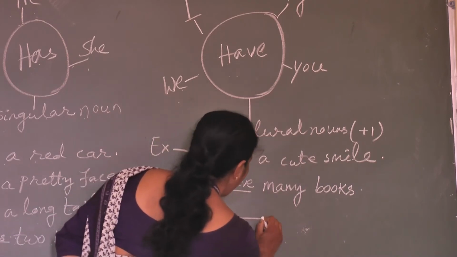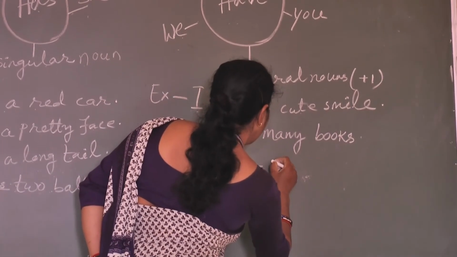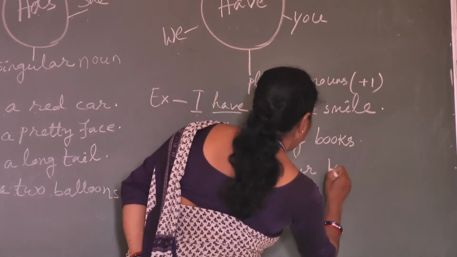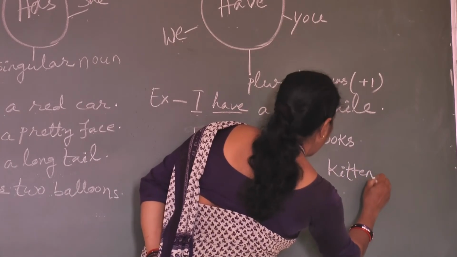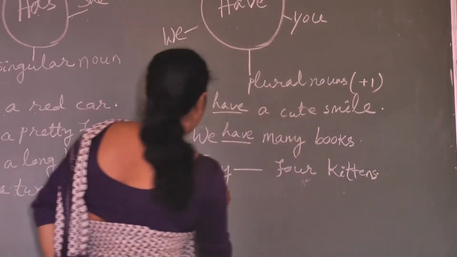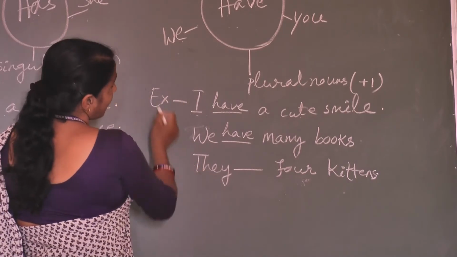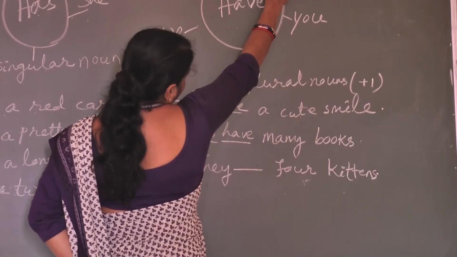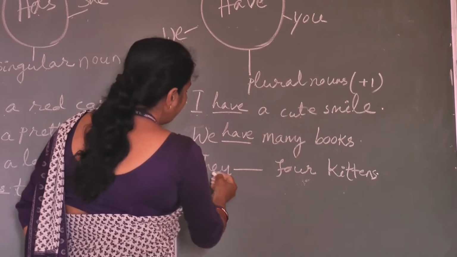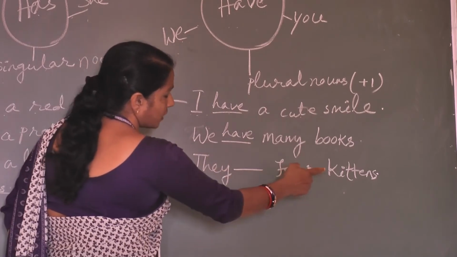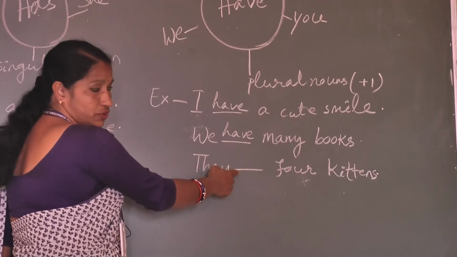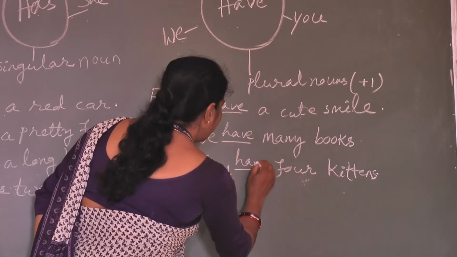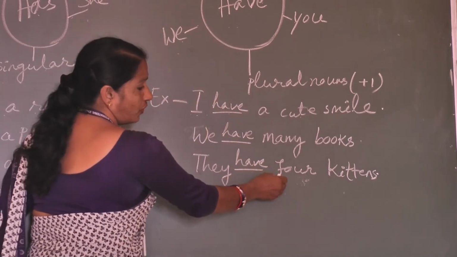They dash four kittens. See, children, is there any word they here? Yes, they. We are using have for they. So they dash four kittens. What do we have to use here? We have to use have here. So repeat after me, children. They have four kittens.